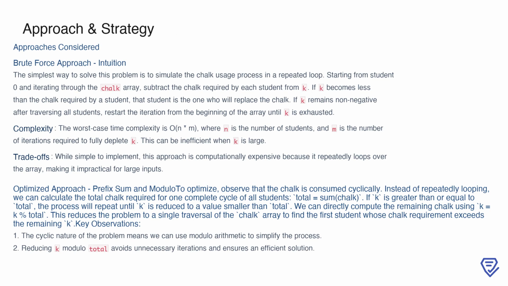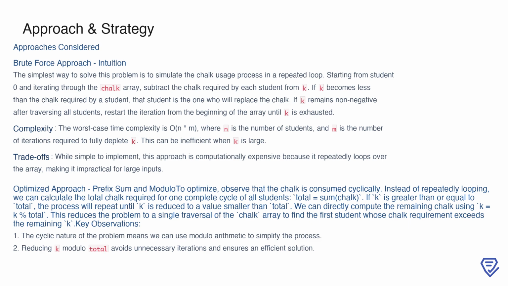To tackle this problem, let's first consider the brute force approach. The idea is straightforward. We simulate the process of distributing chalk among the students in a loop. Starting from the first student, we subtract the chalk required by each student from the total k. If at any point k becomes less than the chalk needed by a particular student, that student will be the one to replace the chalk.